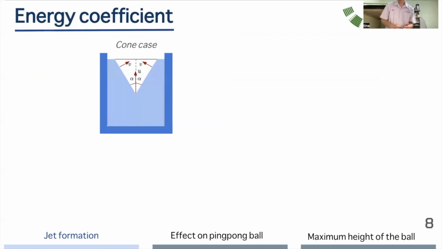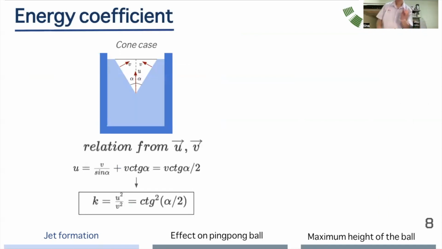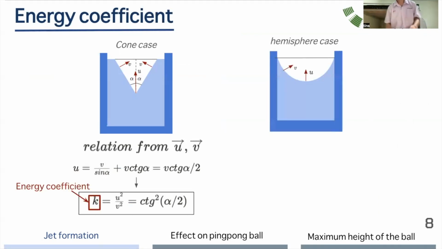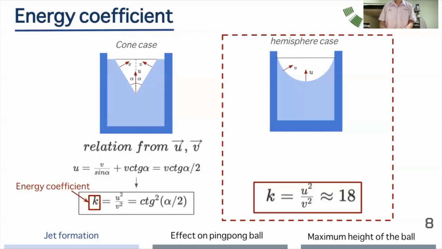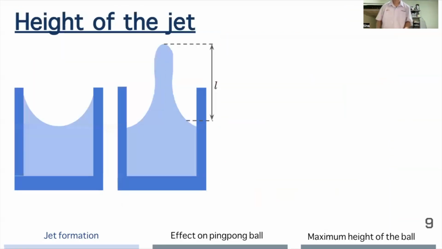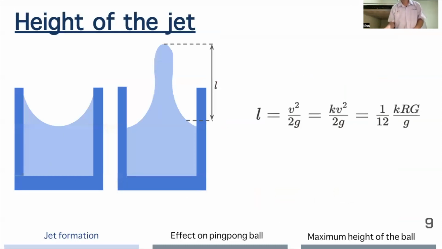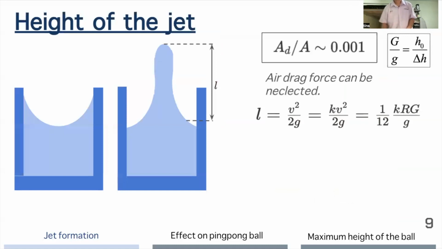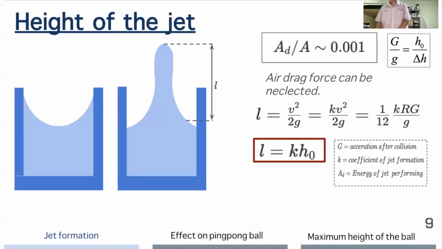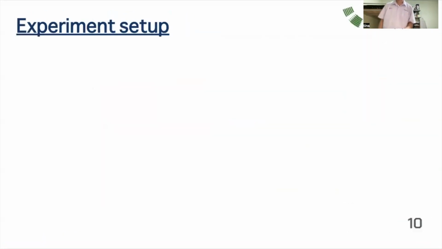Based on our model, the character will show a constant relation between the velocity and the surface. We call this the energy coefficient. By applying this model to our case, we can approximately show the result. We can define the height of the jet in this equation, combined with the energy coefficient and neglecting the direct force. After that, we simplify the model in this equation.